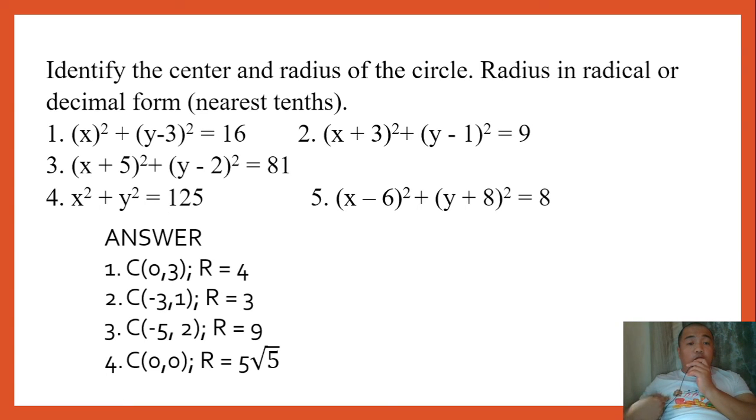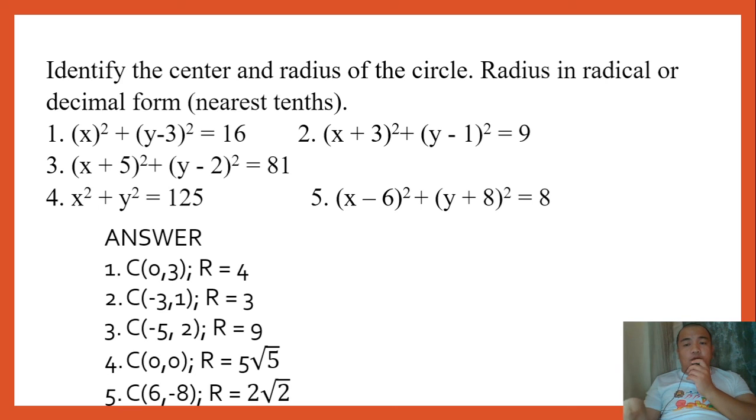Well, the radius is 5 square root of 5. Yan yung square root of 125. Kasi yung 125, you can factor it: 25 times 5. What is the square root of 25? Yun, 5. So 5 square root of 5. And last, 6, negative 8 is the center, while the radius is the square root of 8, which is 2 square root of 2.